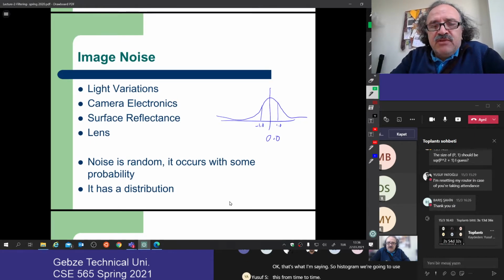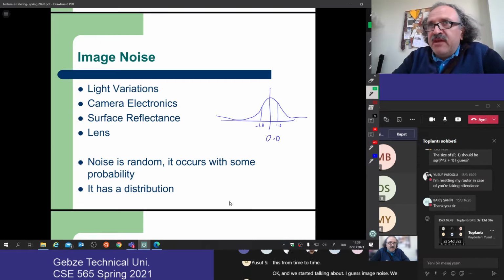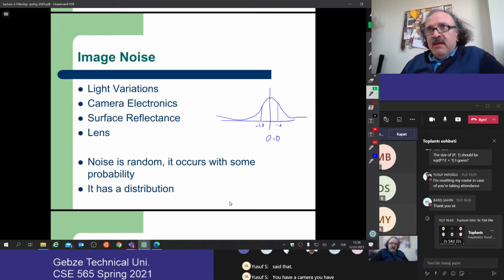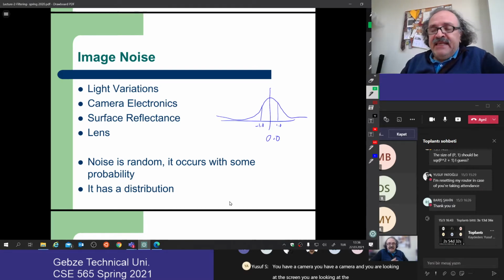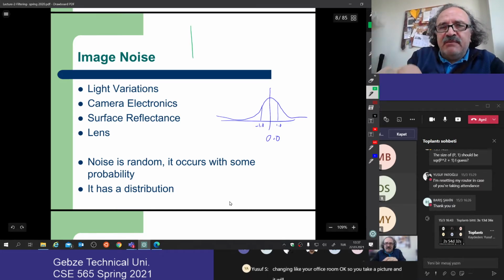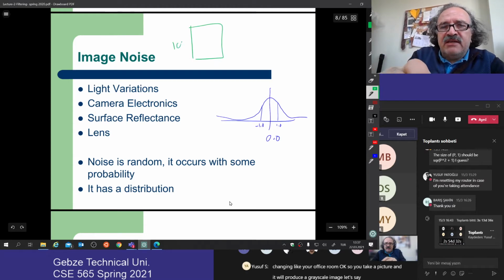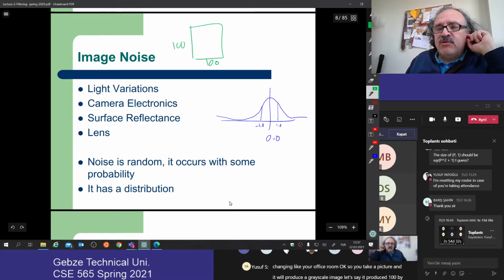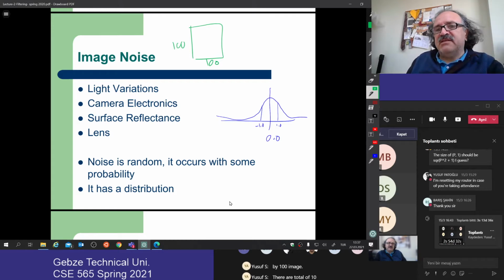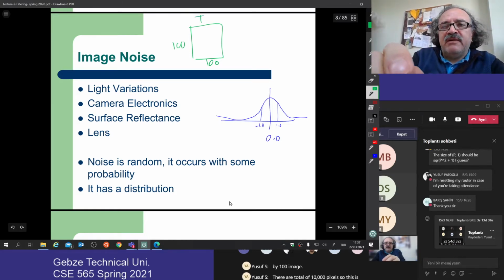Okay, and we started talking about image noise. We said that you have a camera, and you are looking at a scene with the camera. The scene is static, the camera is not moving, nothing is changing, like your office room. So you take a picture, and it will produce a grayscale image, let's say a 100 by 100 image. There are a total of 10,000 pixels. So this is image number 1.